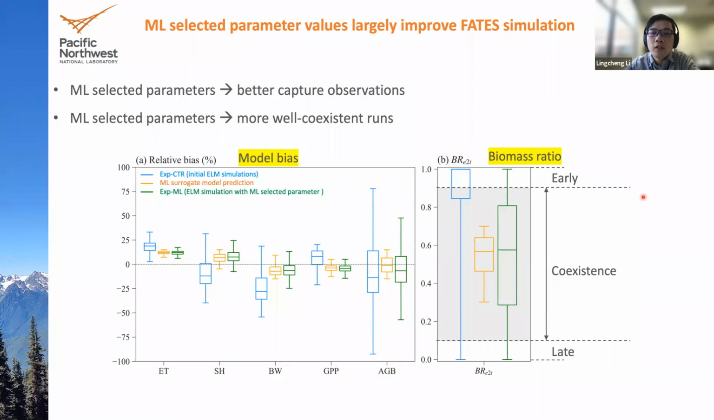Especially when we look at the coexistence, you can see that before, a large percentage of the simulations were in the only-early-PFT ratios. But now when you look at the machine learning selected parameters, you can see that most of them are within the coexistence range between 0.1 and 0.9. So machine learning selected parameters do largely improve the FATES simulations.